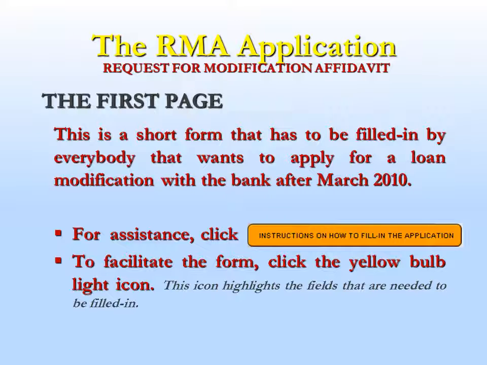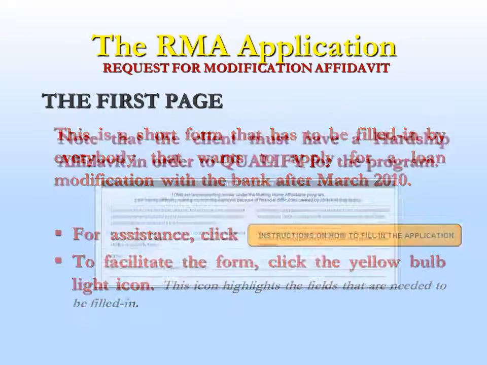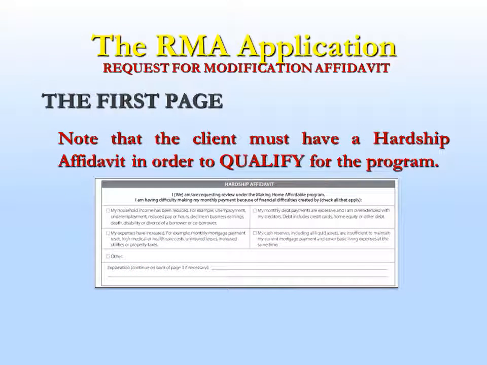The first page is a short form that has to be filled in by everybody that wants to apply for a loan modification with the bank after March 2010. For assistance, click Instructions on how to fill in the application. To facilitate the form, click the yellow light bulb icon. Note that the client must have a hardship affidavit in order to qualify for the program.